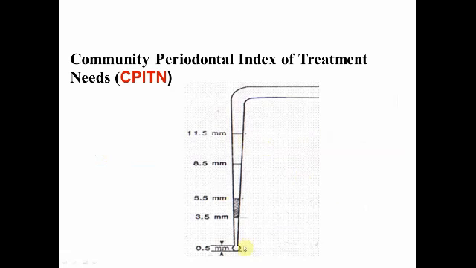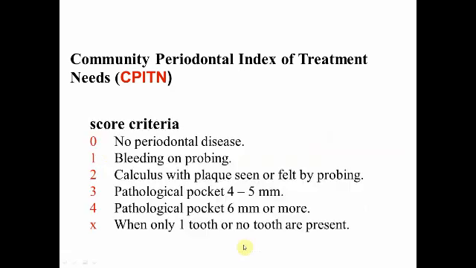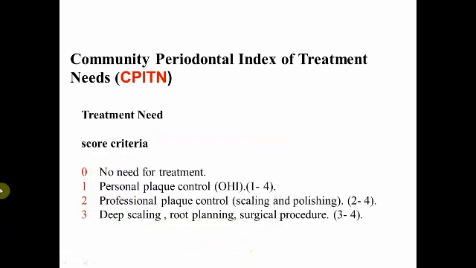This is the WHO probe used in examination. The score: 0, no periodontal disease; 1, bleeding on probing; 2, calculus; 3, pathological pocket; and 4, pathological pocket of more than 6 millimeters. When only one tooth or no tooth is present, we give it X. Treatment needs score criteria: 0, no need for treatment; 1, personal plaque control; 2, professional plaque removal or scaling; and 3, deep scaling.